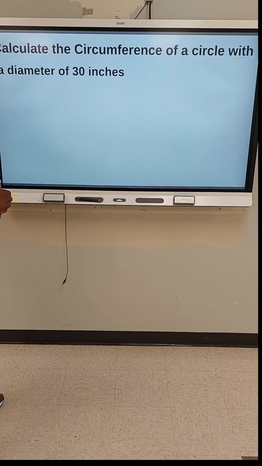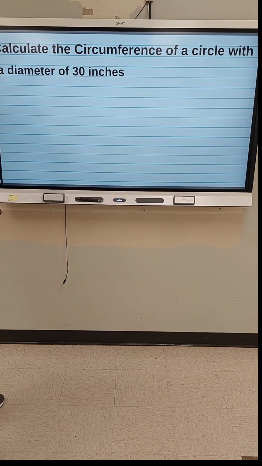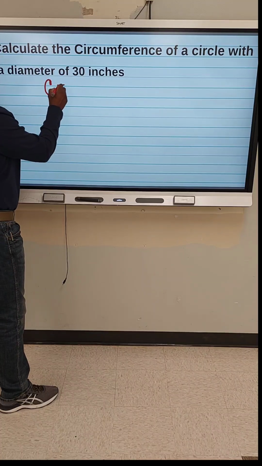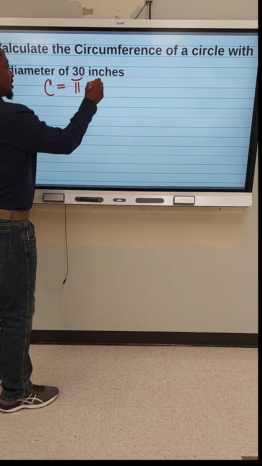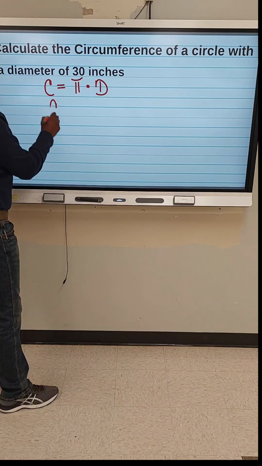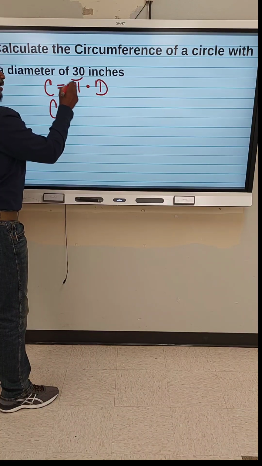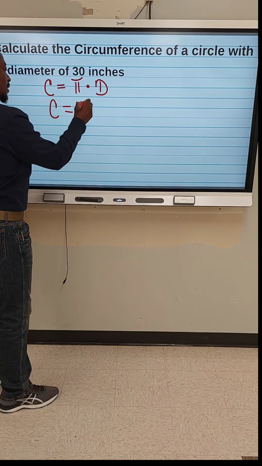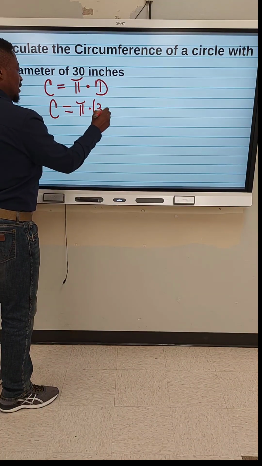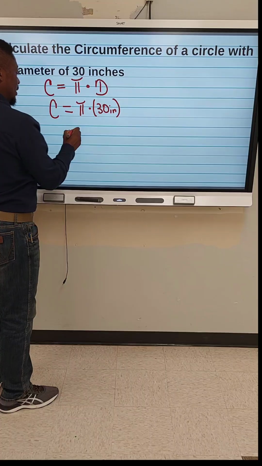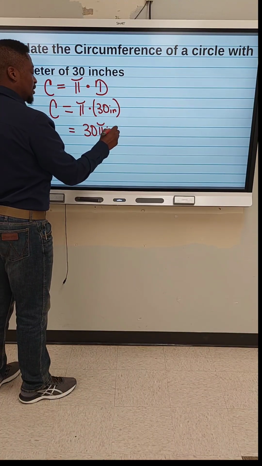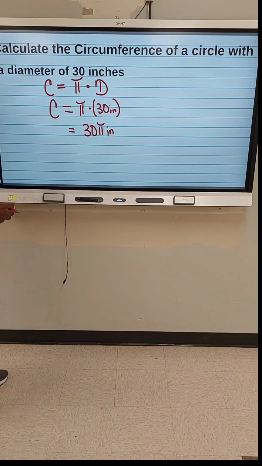How do we calculate the circumference of a circle when we know the diameter? That is more straightforward than that of the radius. Circumference is pi times diameter. So the diameter of this circle is 30 inches, so the circumference will be pi times 30 inches. And that circumference is 30 pi inches.